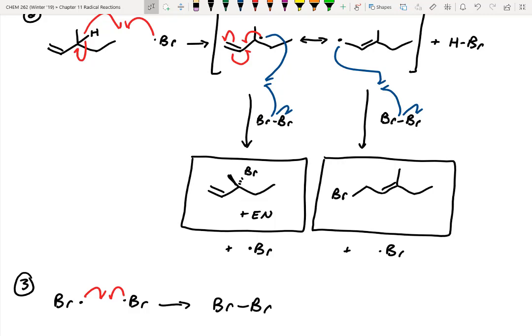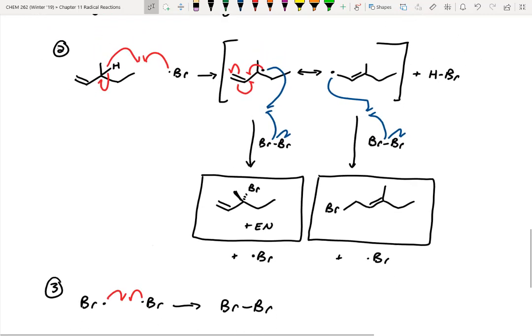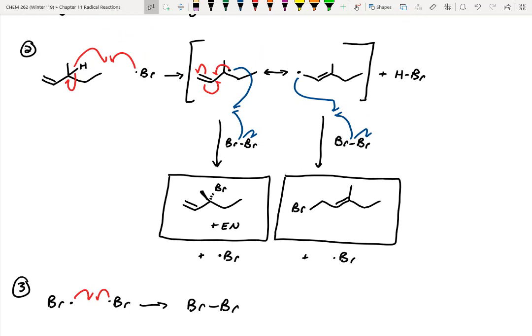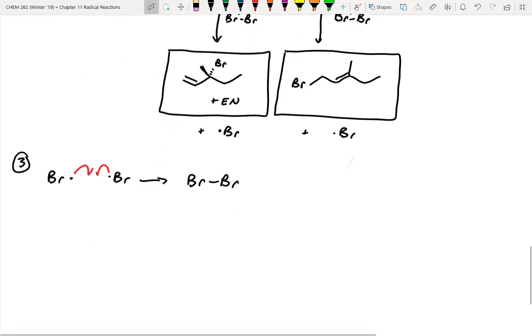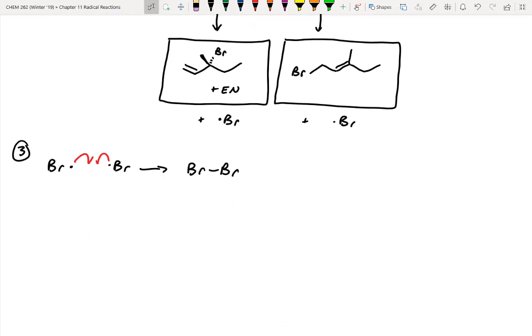I think I'm going to leave it at that. So the big thing to remember is the second step: to account for the various resonance structures that you have, because your radical may be delocalized across more than one atom. So at the end, we're just doing a termination step.